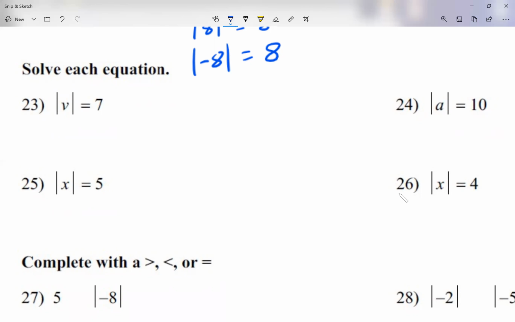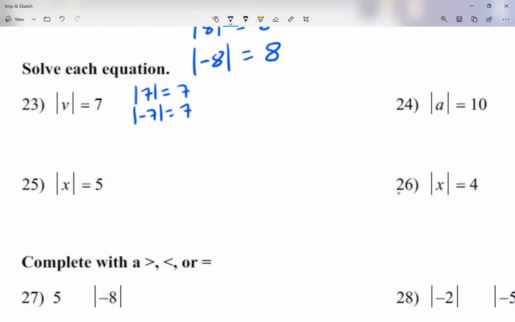Now, some of you might say, well, the absolute value of 7 is 7. But some others might say the absolute value of -7 is 7, right? Absolute value, or distance from zero, makes a number inside the bars positive. So the number could have been 7 or -7 to begin with. So we're going to have to include both answers.